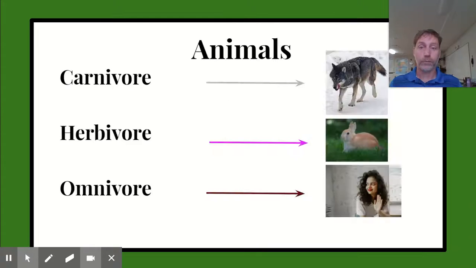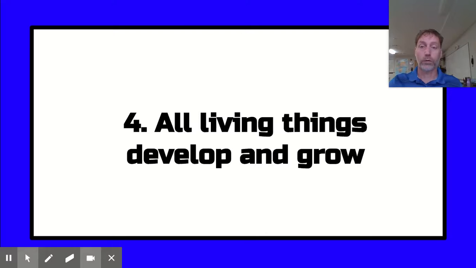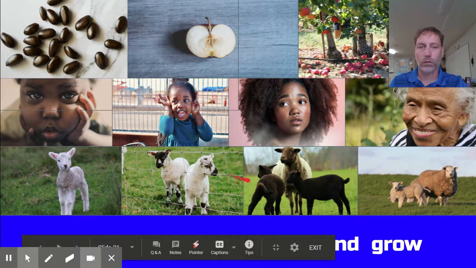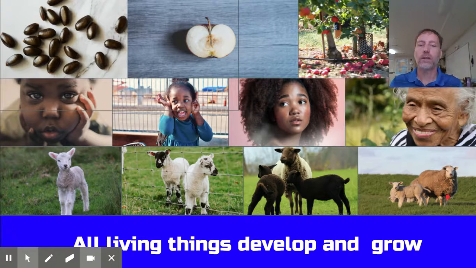So our first three here that we've gone through is that they all reproduce, all living things respond to their environment, all living things make or use energy. And the fourth is all living things develop and grow. I want you to think about here we have some apple seeds from an apple that produce an apple tree that produces more apples. Here you have this little baby that's grown into a toddler, that's grown into a young adult, that grows into an older adult. Here we have a lamb, baby lamb, that grows into these teenager lambs, that grows into an adult lamb. Okay, so all living things develop and grow.